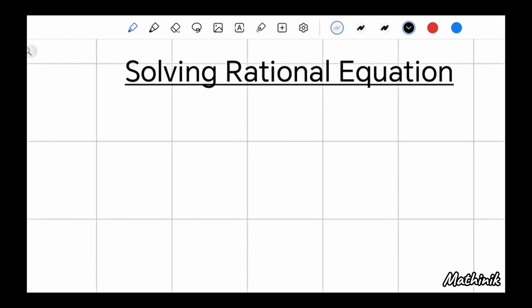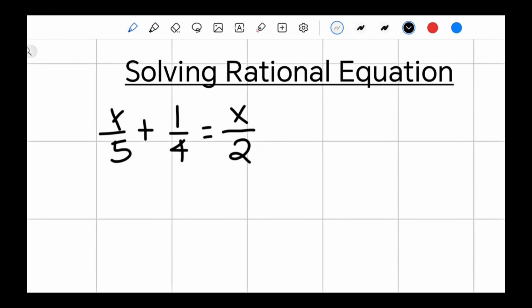Hello everyone. For today's video, I'm gonna show you how to solve rational equations. Suppose we have x over 5 plus 1 over 4 equals x over 2. To find the value of x, the first thing we need to do is to remove the denominators, which are 5, 4, and 2, by finding the LCD.